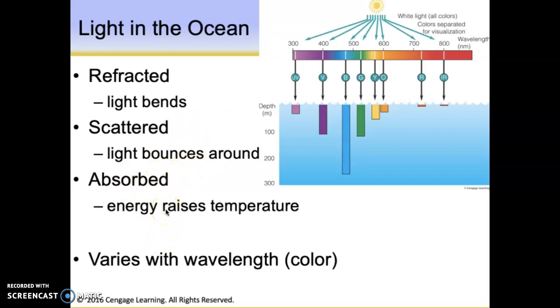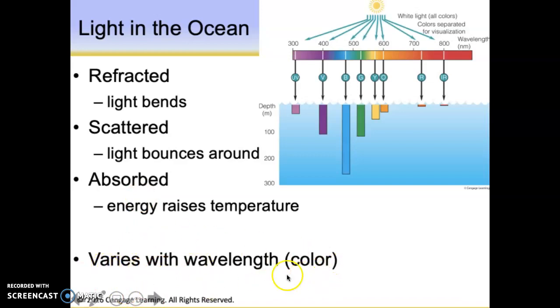The absorption is what allows the water to take in energy from the light. And then that energy causes the molecules to move faster, which raises the temperature. So energy from the sun is absorbed by the water, and that raises the temperature of the water. And so that's an important component that we'll be discussing when we talk about weather, as well as ocean currents.